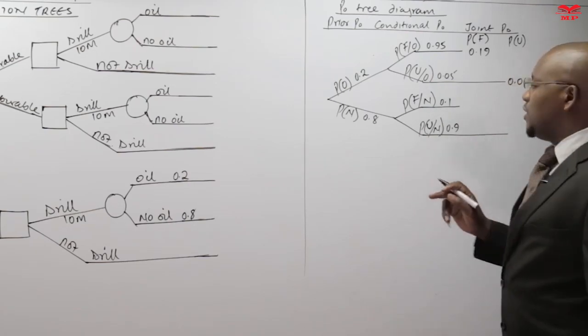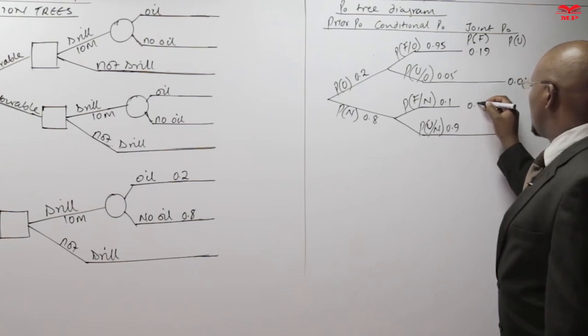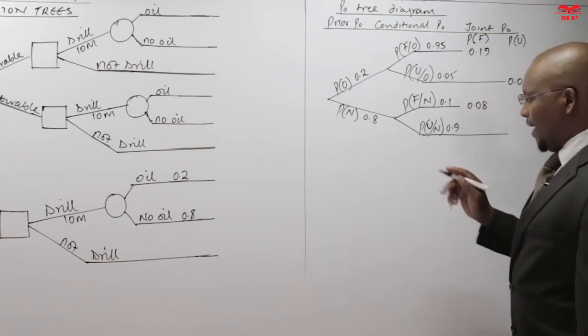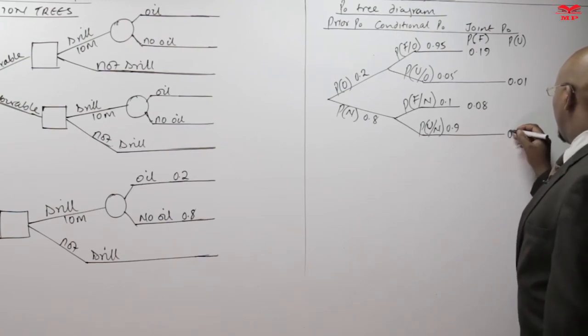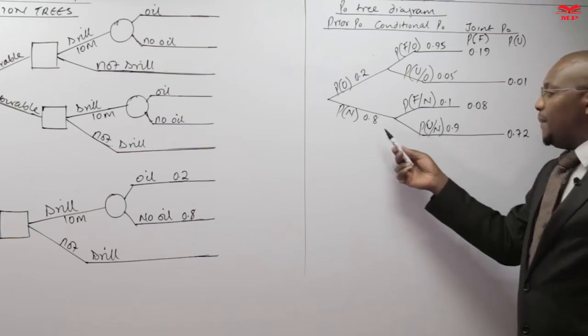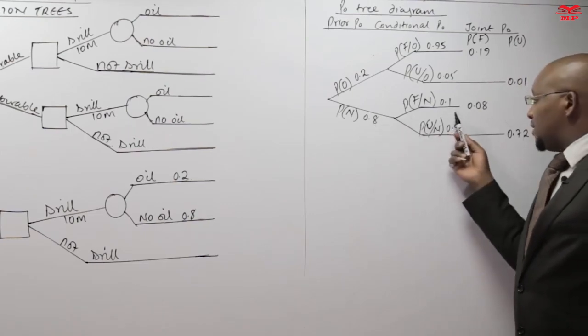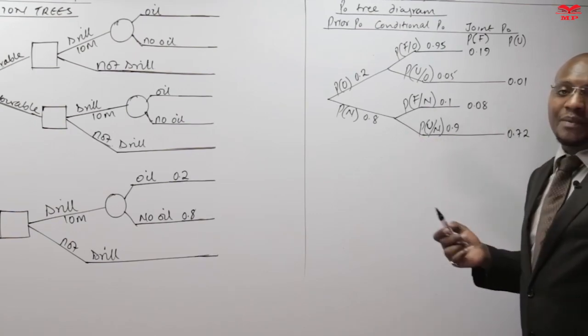Then we come to 0.8 times 0.1, that would be 0.08. While 0.8 times 0.9 will give us 0.72. Again, it is this 80% that we are splitting into two, 10% and 90%. So these two should give us 80%.